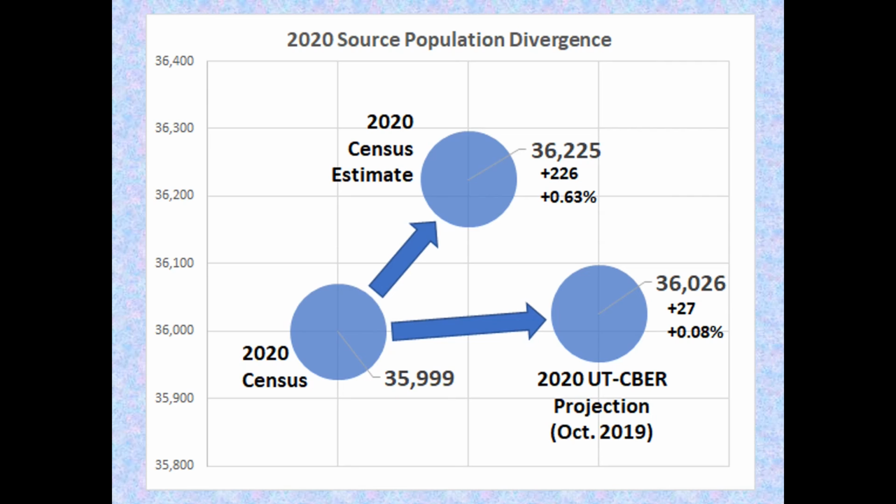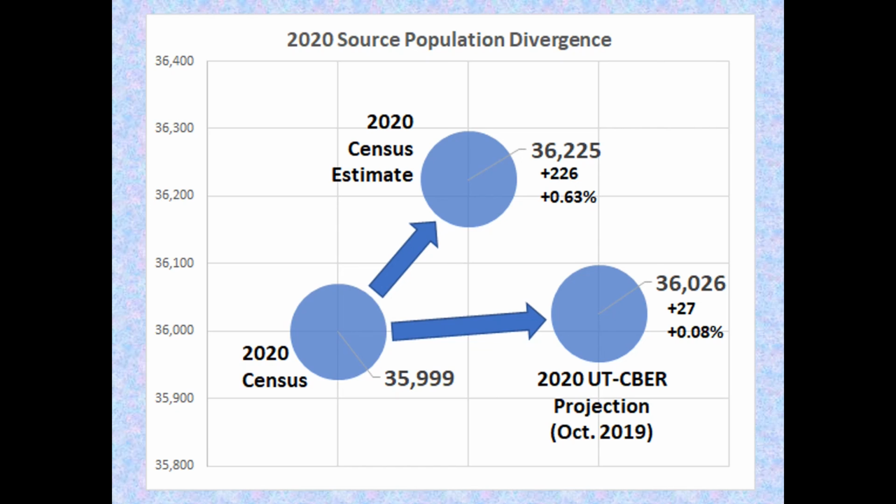The 2020 census count for Cocke County was 35,999. The 2020 Census Population Estimate, produced a few months prior to release of the census count, was 226 more, or slightly more than 0.6% more than the census count. The 2020 projection of population, released in October of 2019, predated both the other figures by more than a year, but showed a smaller divergence, being greater by 27, or only 0.08% more than the census count.